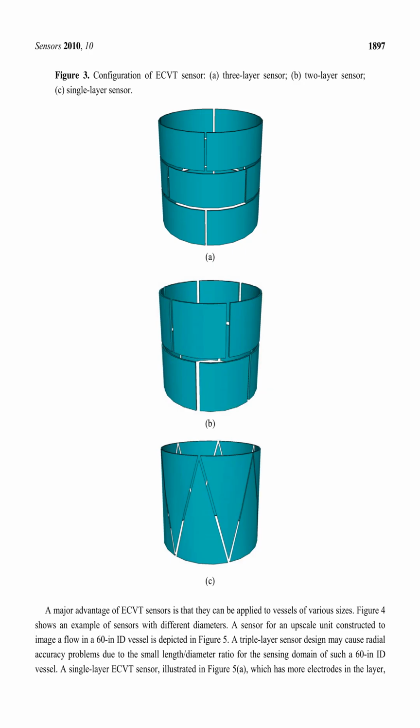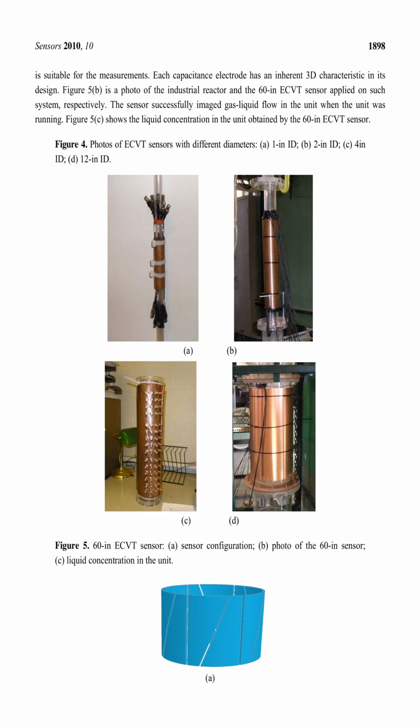A major advantage of ECVT sensors is that they can be applied to vessels of various sizes. Figure 4 shows an example of sensors with different diameters. A sensor for an upscale unit constructed to image a flow in a 60-inch ID vessel is depicted in Figure 5. A triple-layer sensor design may cause radial accuracy problems due to the small length-diameter ratio for the sensing domain of such a 60-inch ID. Each capacitance electrode has an inherent 3D characteristic in its design.